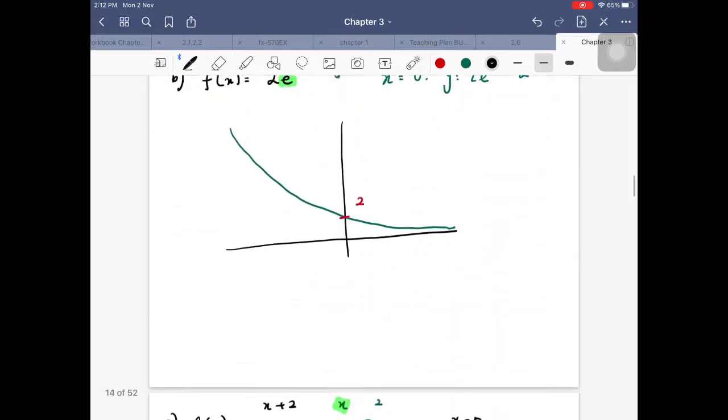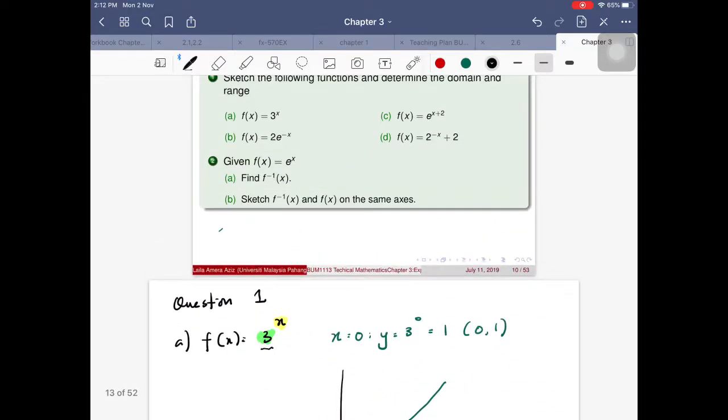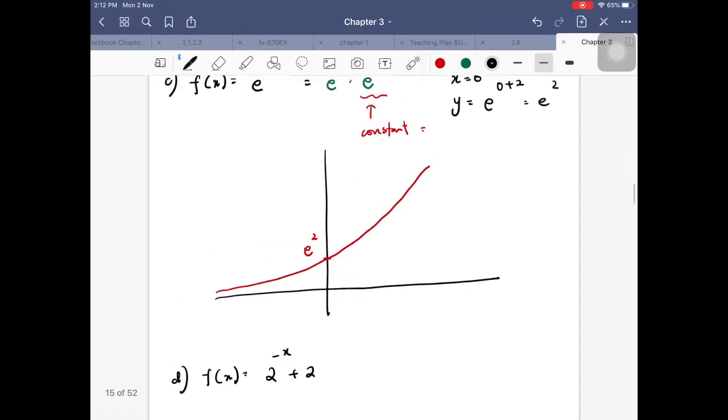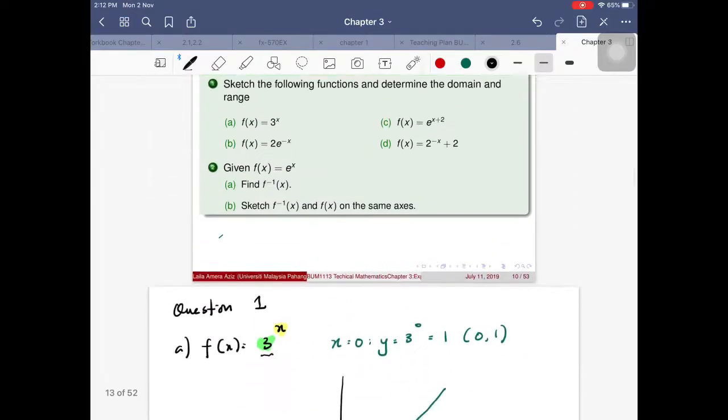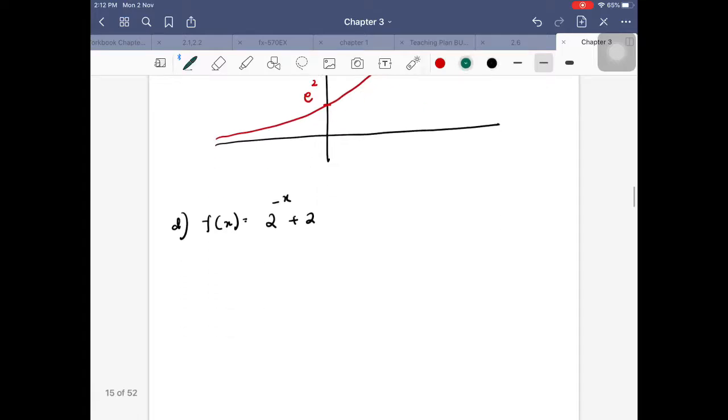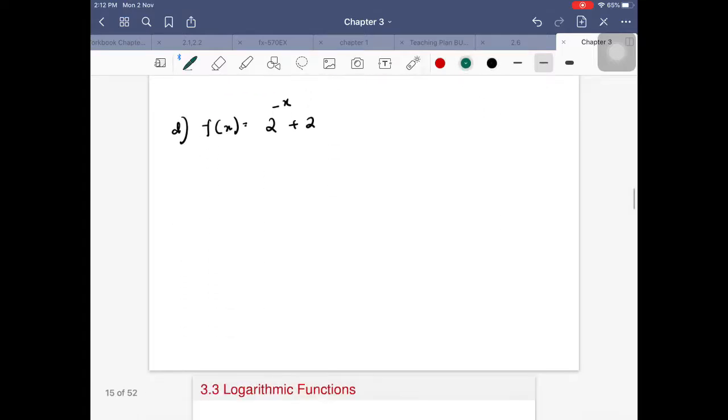And the last one, I think, is going to be d. So d is going to equal 2 to the power of negative x plus 2. Okay, so this one is going to be slightly more complicated. Remember when we discussed, I think it was 2.5, the transformation of functions. So I will implement that idea.